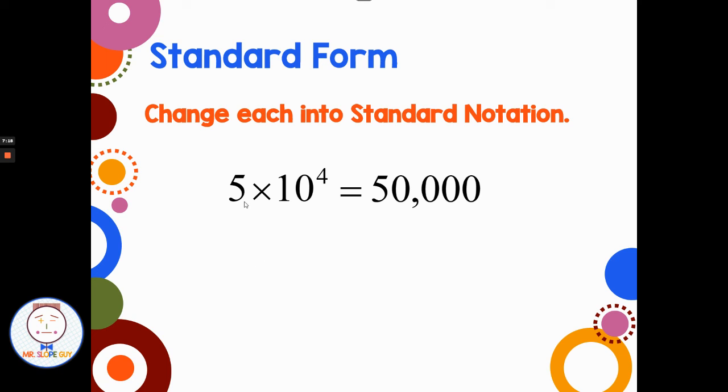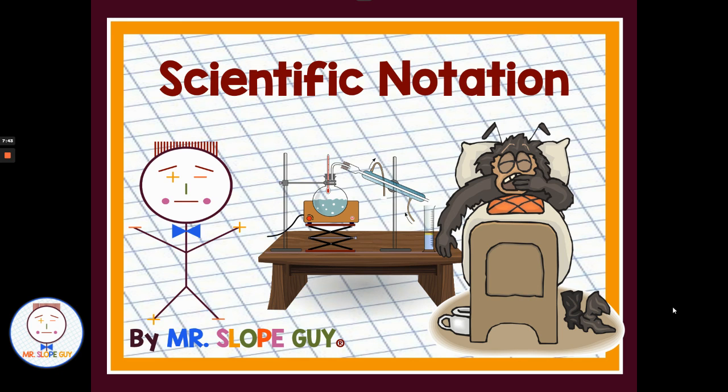So probably easiest to think of it as a 5 with a decimal here and move 4 places to the right. How about 5 times 10 to the negative 4th? We're going to move the decimal the other direction. We're going to move left. So we move left 4 places, 1 to get past the 5, 3 more zeros to get 0.0005. And I think that should help get you guys started on scientific notation.